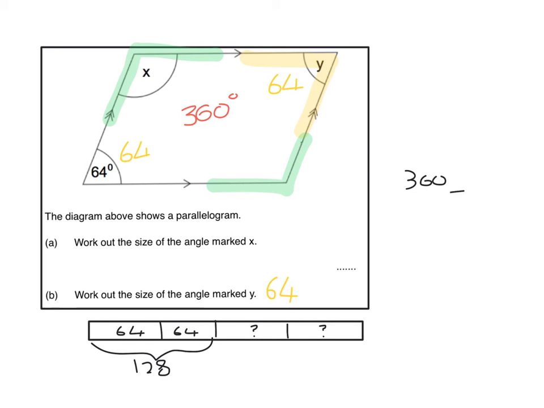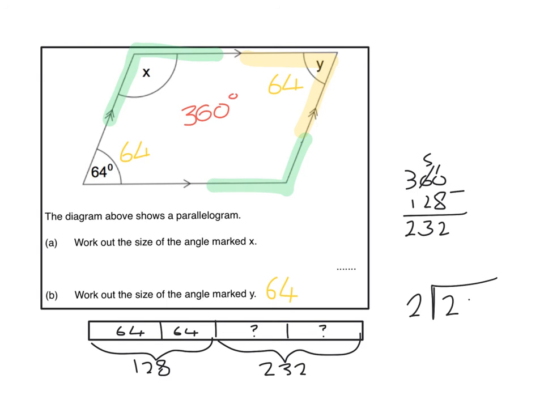360 take away 128. 10 take away 8 is 2, 5 take away 2 is 3, 3 take away 1 is 2, so that's 232. So I know all of these here is 232. I know that they're exactly the same, so 232 divided by 2. I can use a quick bus stop here. How many 2's into 232? 2's into 2 is 1, 2's into 3 is 1 with 1 left, 2's into 12 is 6. So each of them is going to be 116. So there's 116 there and 116 there. So X is 116 degrees.